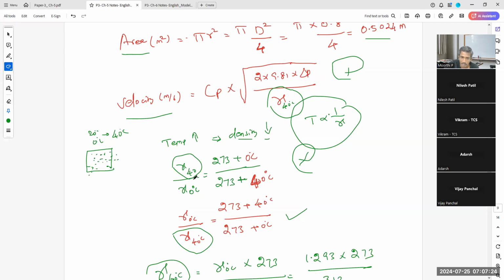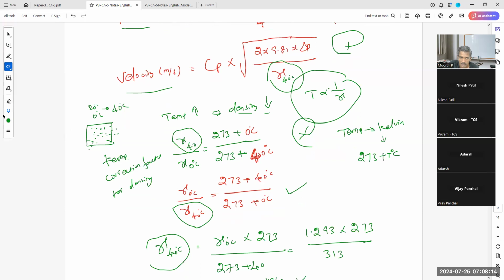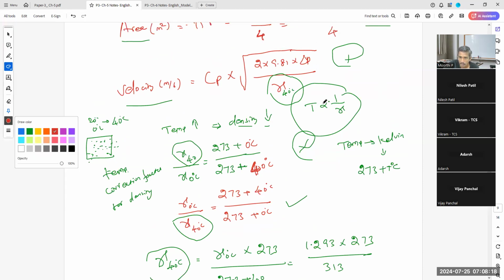So we have to write this formula, the temperature correction factor for density. Temperature needs to be changed to Kelvin. How to change to Kelvin? Add 273 to the degree Celsius. Understand? Kelvin is 273 plus temperature. Now remember this: temperature is inversely proportional to density. What is the temperature? First one, 273 plus 0 degrees. What is the density value?